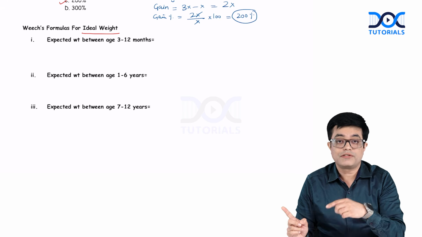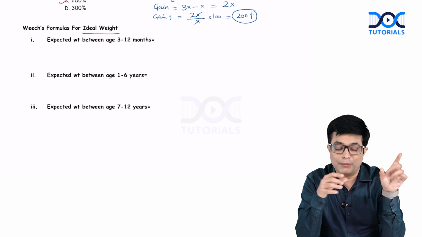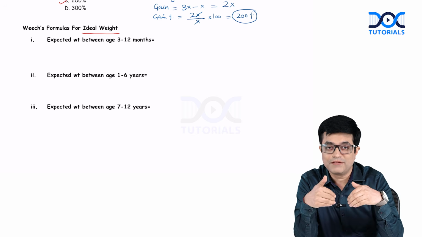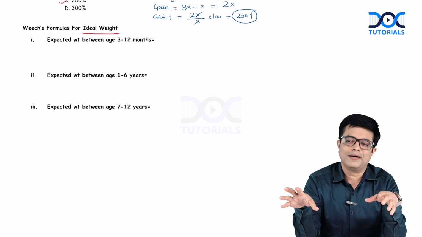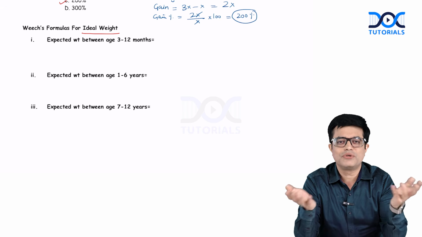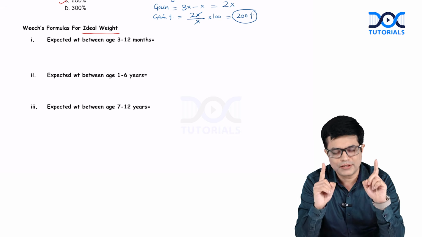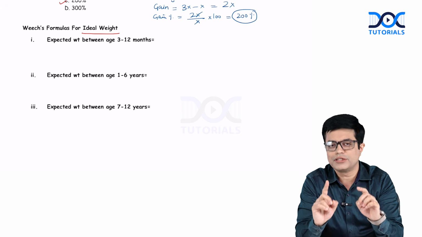The disadvantage of Week's formula is they tell you an expected weight for an American kid. These were given by Western people, and so if you apply them in Indian kids, then sometimes they overestimate the ideal weight. Having said that, we don't have a better formula, so we remember them. They are more useful for practical purpose. You can get a numerical question in the exam. So what are the formulas?